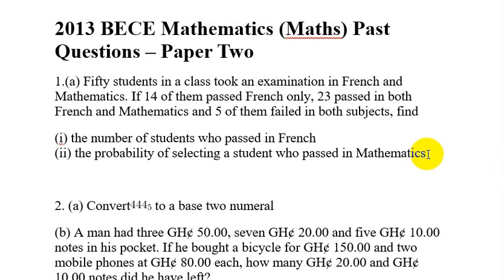Now the first question is a Venn diagram question. It says that 50 students in the class took an examination in French and math. If 14 of them passed French only, 23 passed in both French and math, and 5 of them failed both subjects, find (i) the number of students who passed in French, (ii) the probability of selecting a student who passed math. So let's get straight into it.